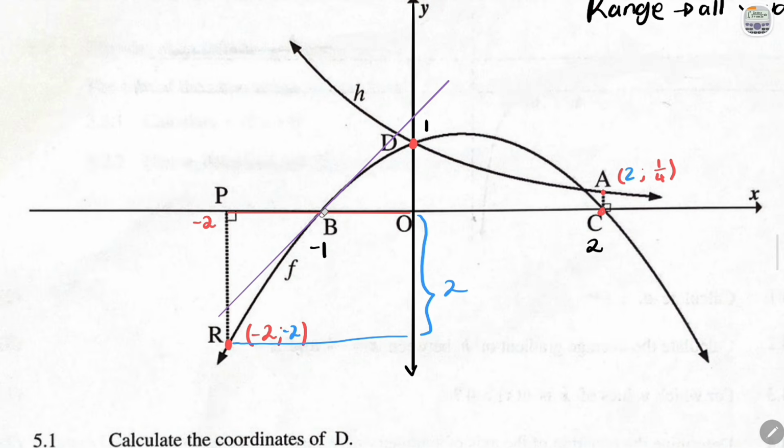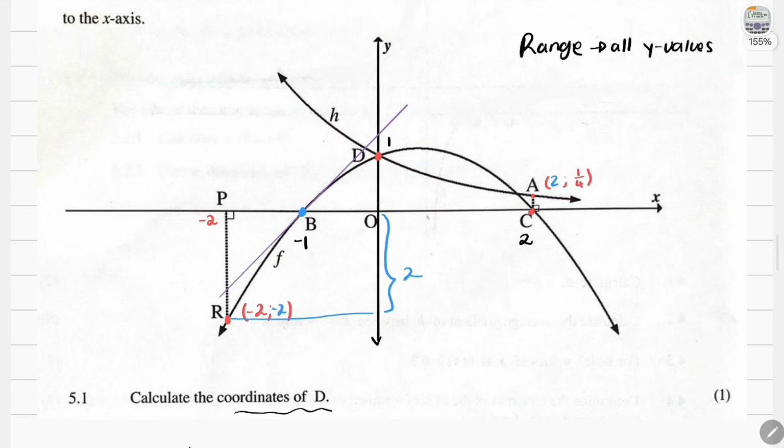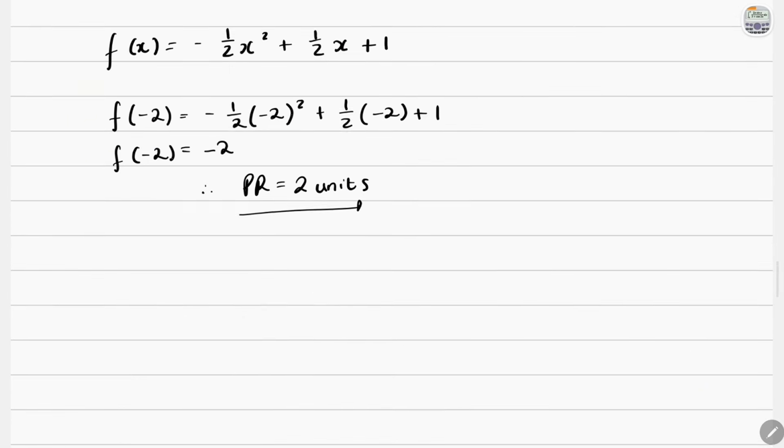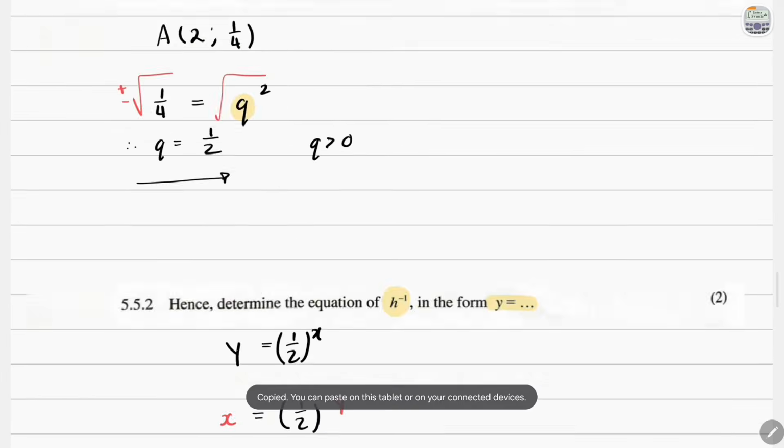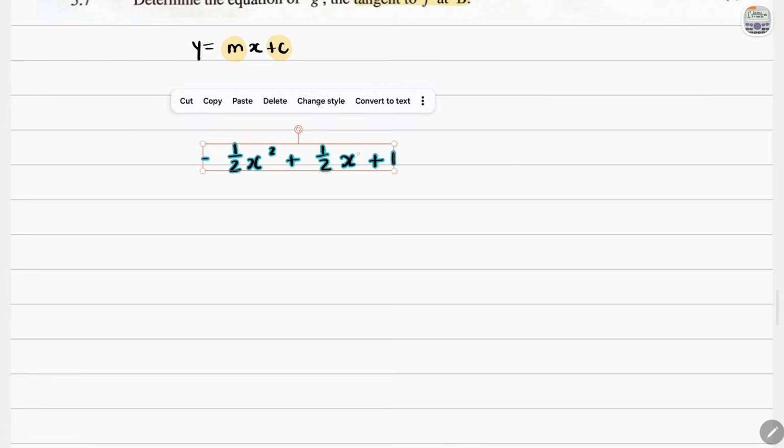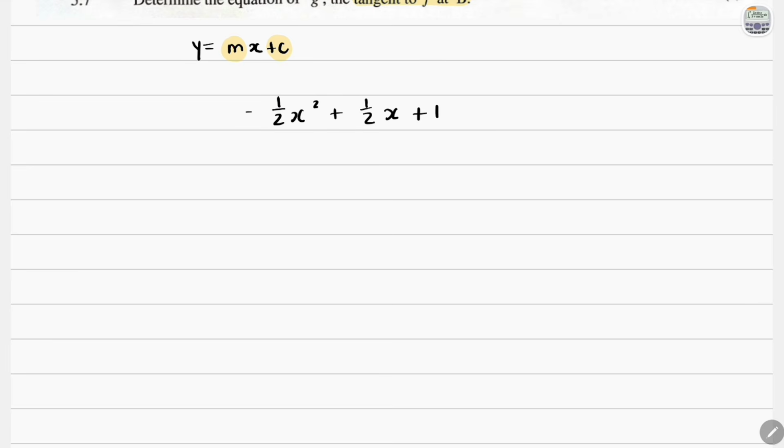Well, it passes through B and B is on the parabola. So if we could find the gradient of the parabola at this point B, then we have found the gradient of the tangent. So how do we find the gradient of a parabola? You find the gradient of a parabola by deriving the parabola's equation. Okay, so I just got the parabola's equation. This is what it looks like, and we're going to derive this function.